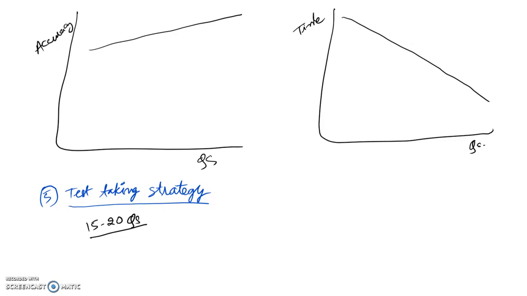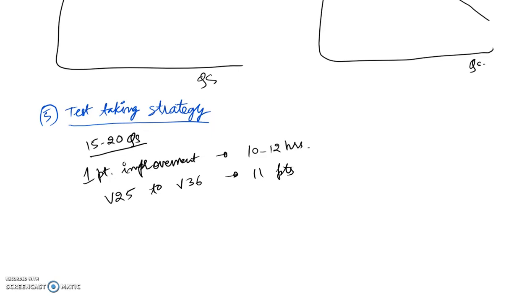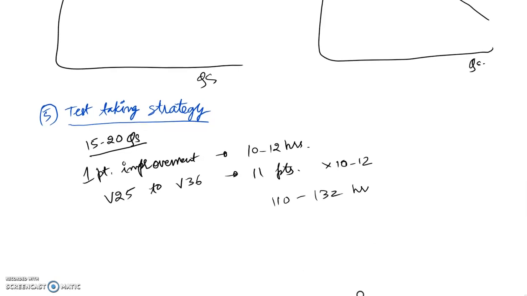Now, another question that students ask me is how much time do I need to spend on verbal improvement? So I'll give you a simple formula. For every 1 point improvement that you're looking at in your verbal score, you need to spend anywhere between 10 to 12 hours. Okay, so let's say you are targeting to improve your score from V25 to let's say V36, you are looking at an 11-point improvement. So you are looking at anywhere between, just multiplied by 12, anywhere between 110 to 132 hours of prep time. That is what you are looking at overall.